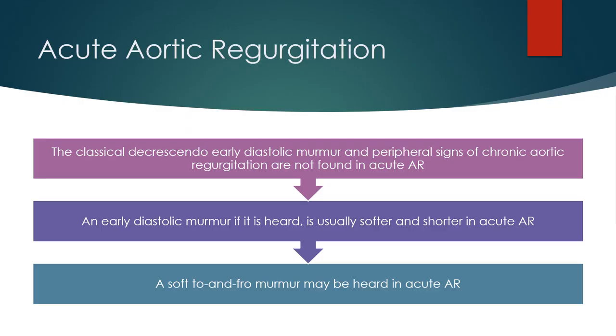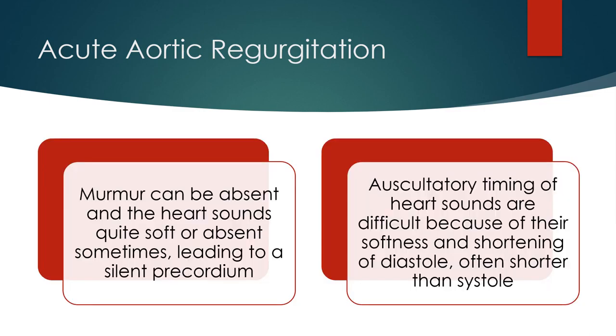The classical decrescendo early diastolic murmur and peripheral signs of chronic aortic regurgitation are not found in acute AR. An early diastolic murmur, if it is heard, is usually softer and shorter in acute AR. A soft to-and-fro murmur may be heard in acute AR. The murmur can be absent and the heart sounds quite soft or absent sometimes, leading to a silent precordium.